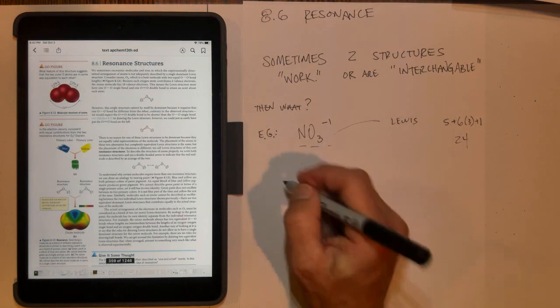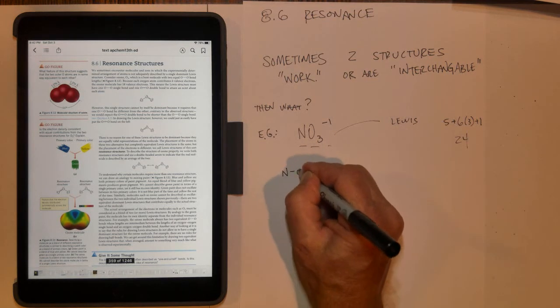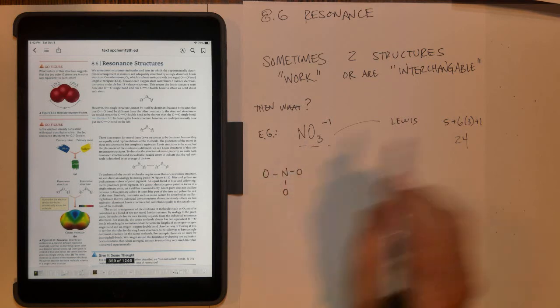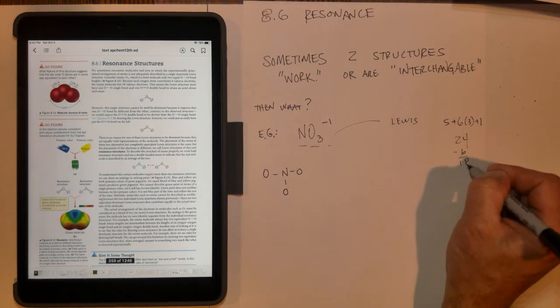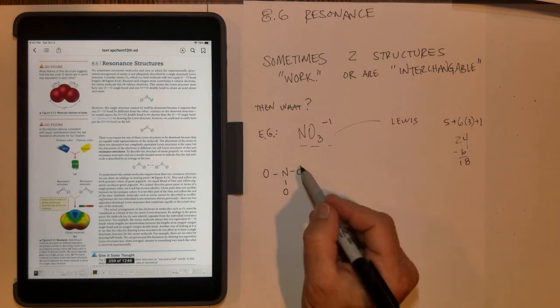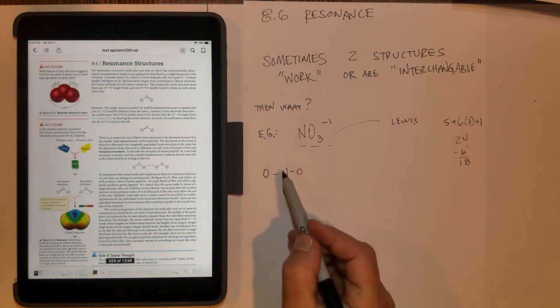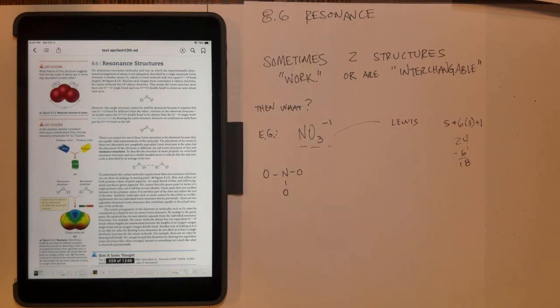Let's assume it's in the right order, and let's do N and bond the O's around it. This used up 2, 4, 6 electrons. 24 minus 6 is 18 electrons left. So if I want 2, 4, 6, 8, 10, 12, 14, 16, 18, I'd be fine, except nitrogen would not be fine because nitrogen would have only 2, 4, 6 electrons around it.